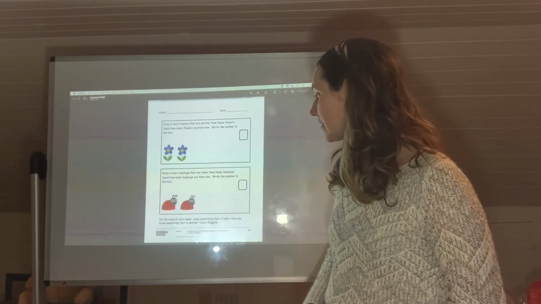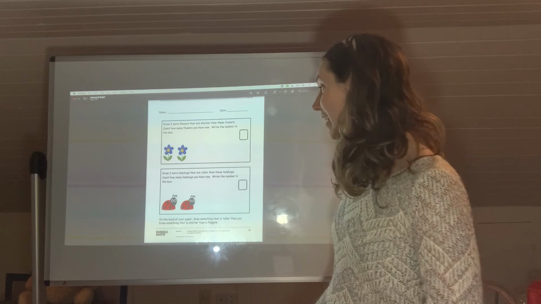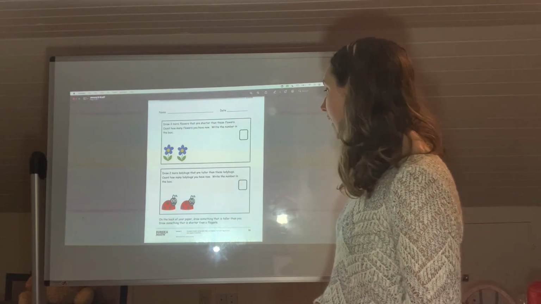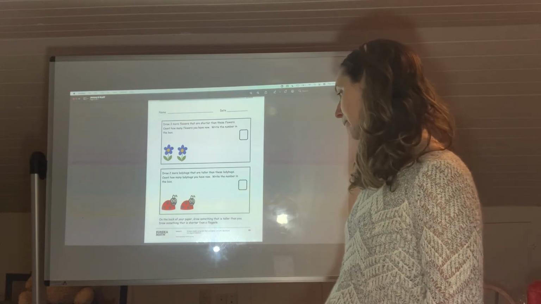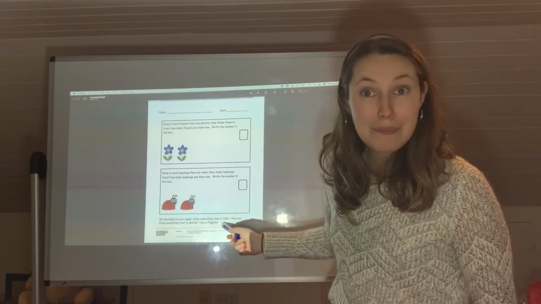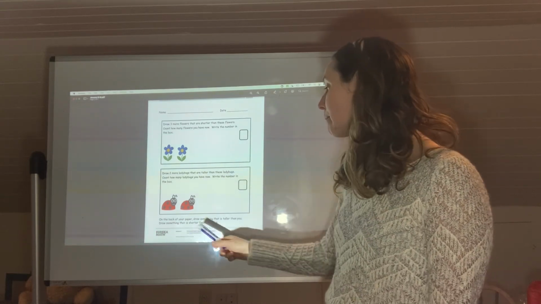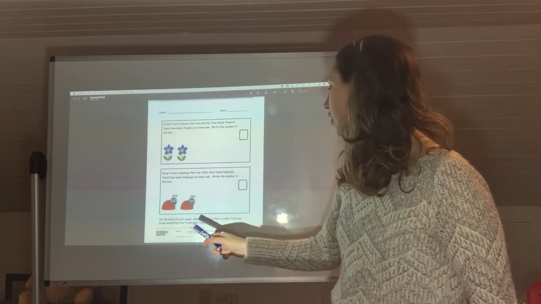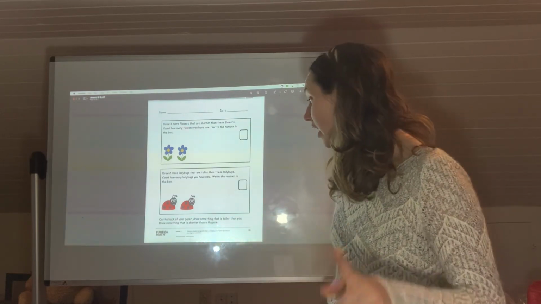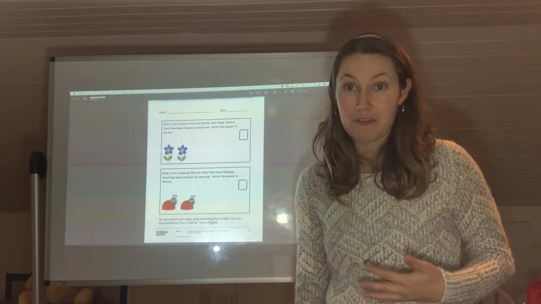The next problem says, draw 2 more ladybugs that are taller than these ladybugs. Count how many ladybugs you have now and write the number in the box. Then, at the bottom of the page, you have a little bonus problem. It says, on the back of your paper, so if you flip this paper, it's just a blank one on the back, draw something that is taller than you. Then draw something that is shorter than a flagpole.